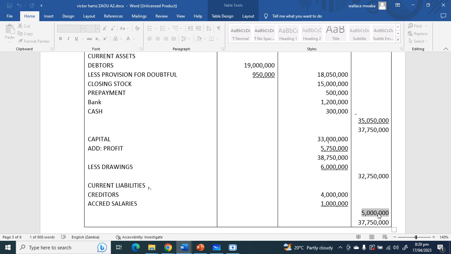After you get your total liabilities, you add your capital, 32,750,000 plus 5 million. You're going to get 37,750,000. So your total assets must equal the liabilities plus the capital.